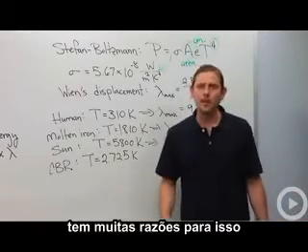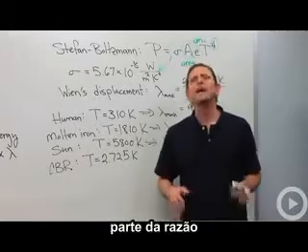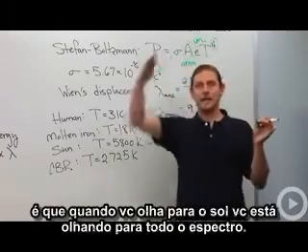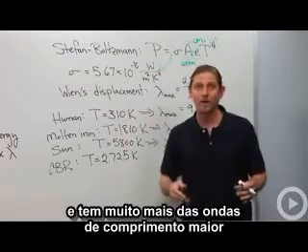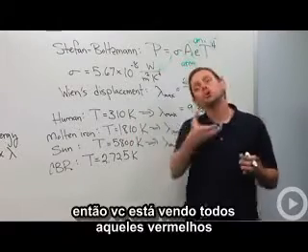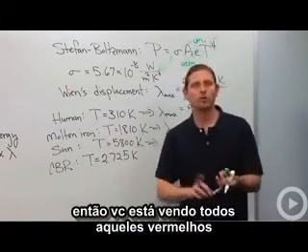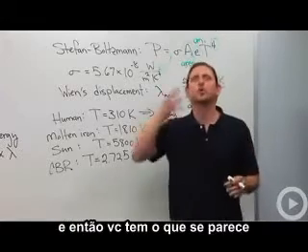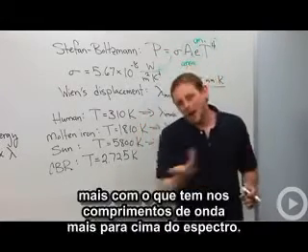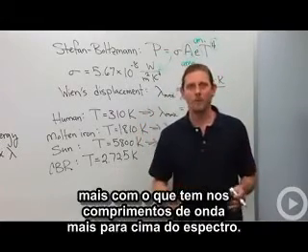There's many reasons for that. Part of the reason is that when you look at the sun, you're actually seeing that whole spectrum. And there's a lot more of the larger wavelengths than there are of the smaller ones. So you're averaging in all those reds and all those oranges and all those things like that. And that pulls what it looks like kind of further up the wavelength spectrum.